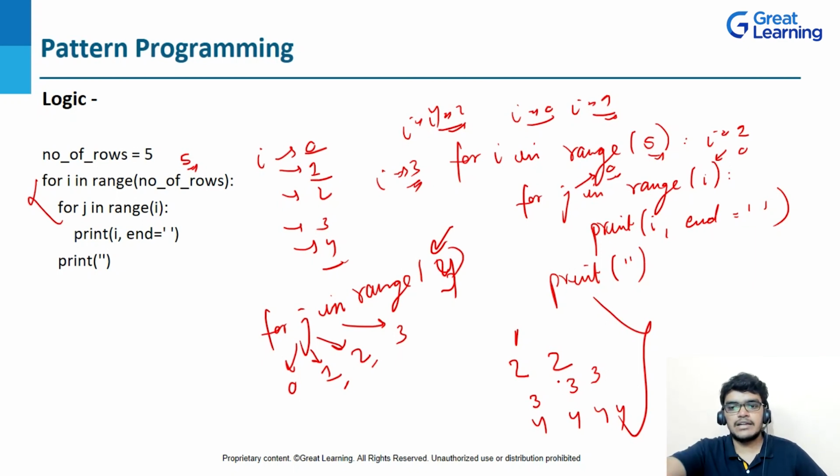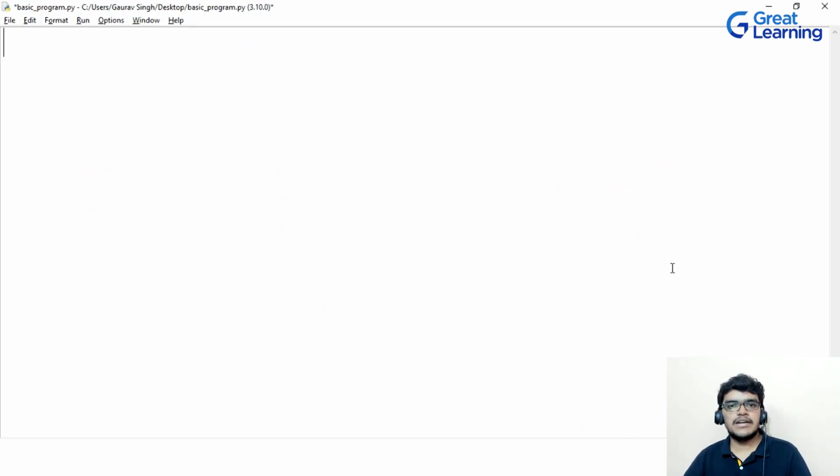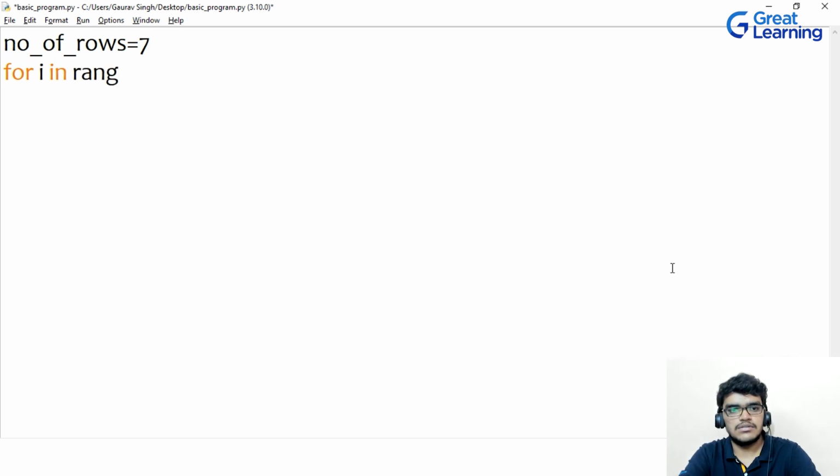Now let me show you in the practical example. So now let me implement the pattern programming in Python. I'll just write here number of rows. Let's take the value as 7, and then I will write for i in range, and inside that I will put number of rows. Instead of creating a variable number of rows and assigning 7 to it, you can directly write for i in range 7, but I have created a variable number of rows and assigned it. You can do it as you like.